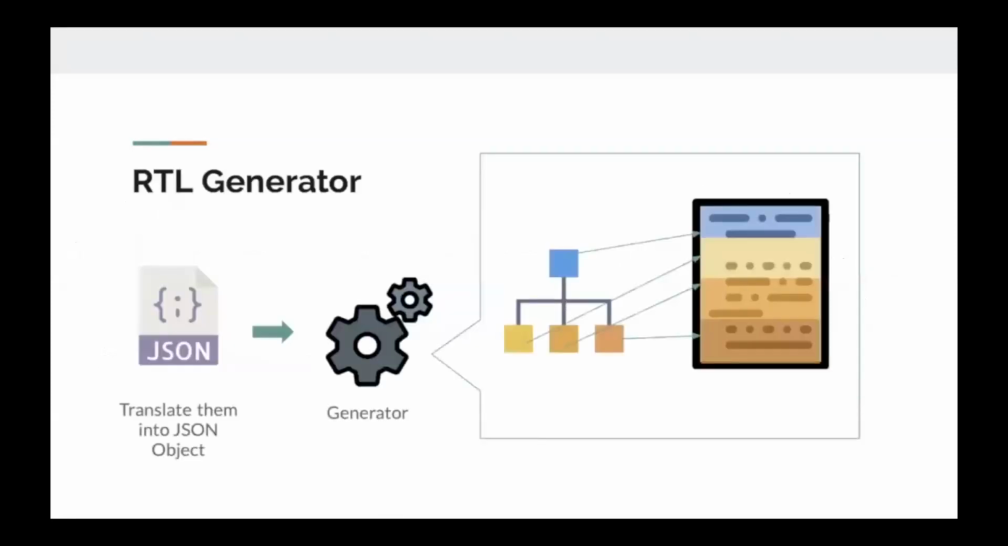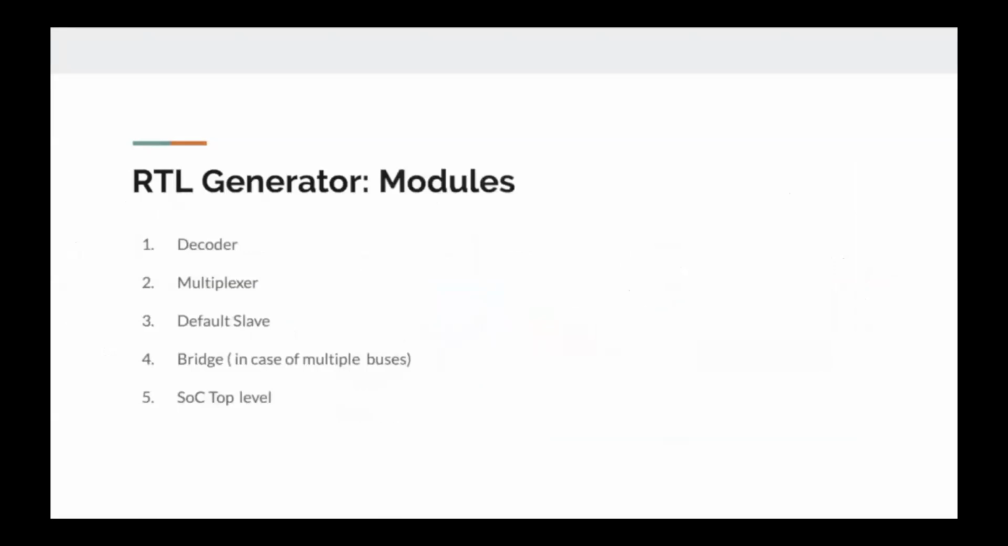Now, as Ali mentioned, the JSON object that describes the SoC is passed to the RTL generator, which produces the Verilog code for the SoC. So what exactly are the modules that the RTL generator produces? First, we have the decoder that is produced based on the number of slaves and the addresses of each slave. Then we have the multiplexer. Then we have the default slave, the bridge in case of multiple buses, and finally the SoC top level.